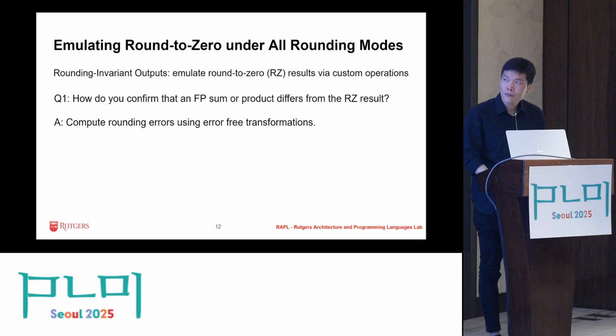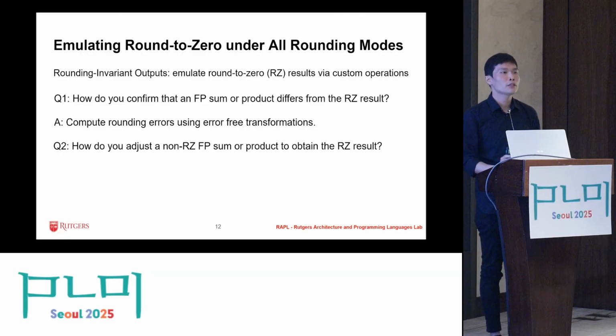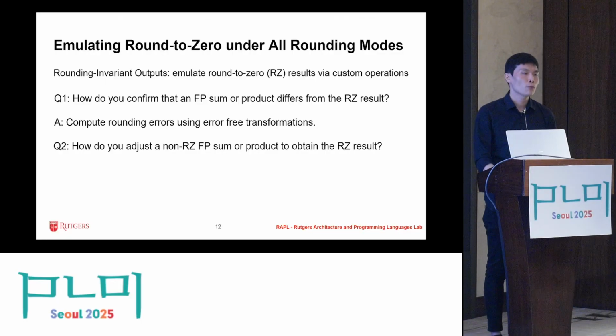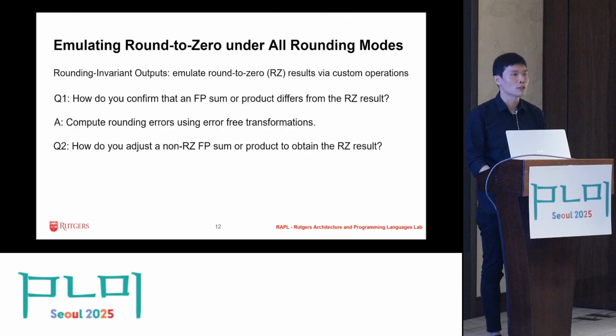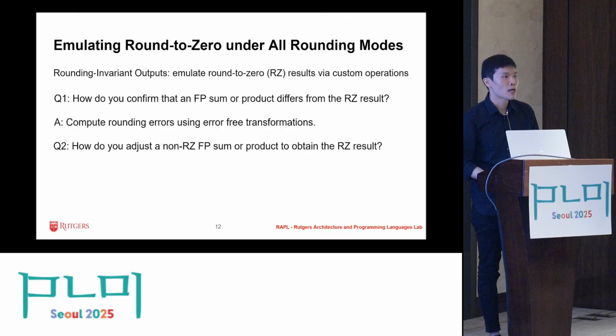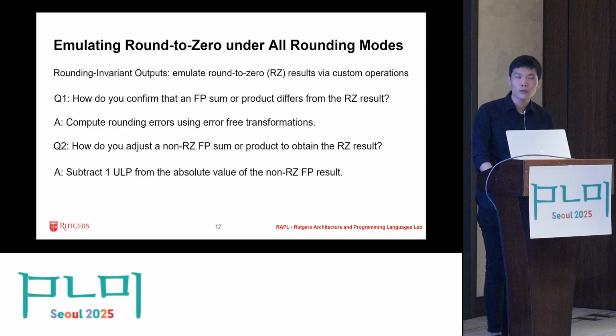Secondly, given a non-round to zero floating point result, we need to know how to adjust its value accordingly. When the corresponding real arithmetic result is not exactly representable, a floating point sum or product will always return one of the two nearest neighboring floating point numbers. I mentioned earlier in the talk that the distance between two such numbers is 1 ulp. By definition, round to zero should always return the floating point neighbor with the smaller magnitude. Therefore, given a non-round to zero result, we can subtract 1 ulp from its magnitude to adjust its value in accordance with round to zero.